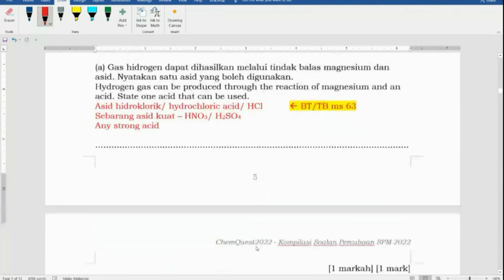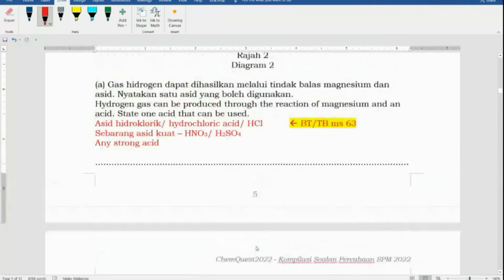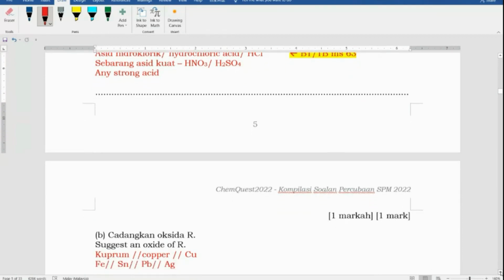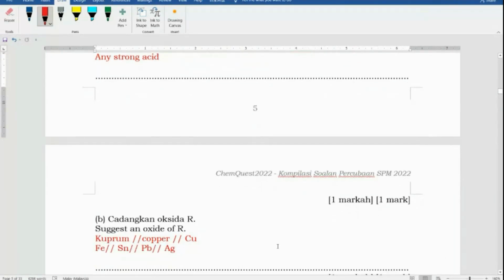Okay, now B. Suggest the oxide of R. Just now I gave you the answer already, right? You can choose copper or lead. But actually, you can choose silver, tin, iron also can. But normally, we will choose copper.